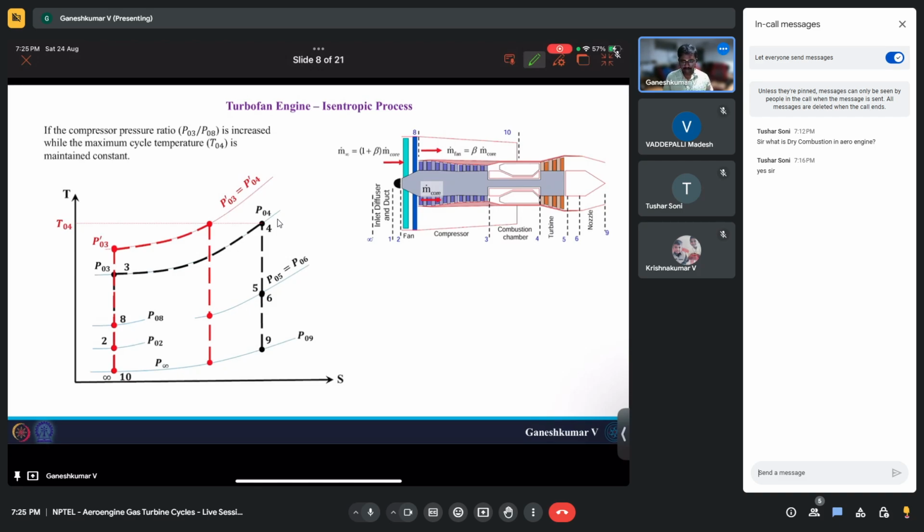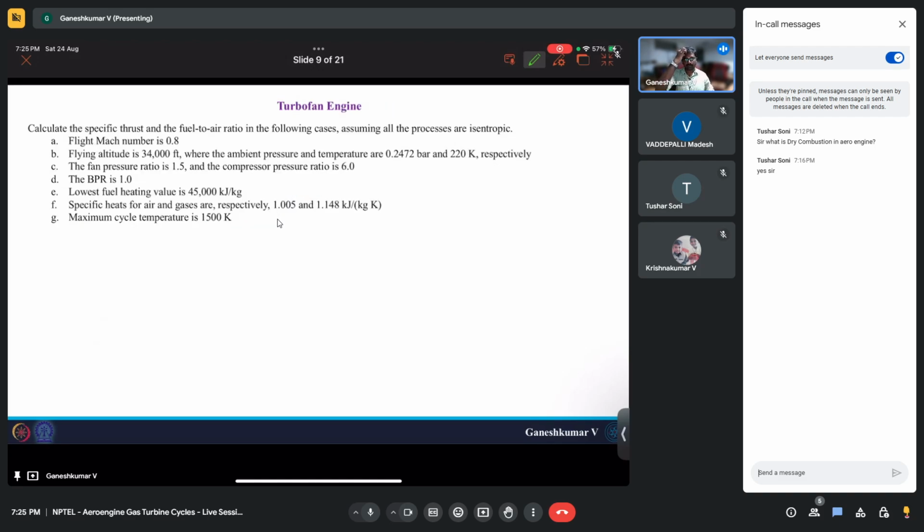Okay, all right. Let's go ahead and solve this problem. It's a simple turbofan engine problem, but here we are going to assume an isentropic process. In your lectures, you have already assumed it as a real turbofan engine, and you have solved enough problems. Here I'm going to assume it as isentropic, and we will try to solve this problem and see where it goes.